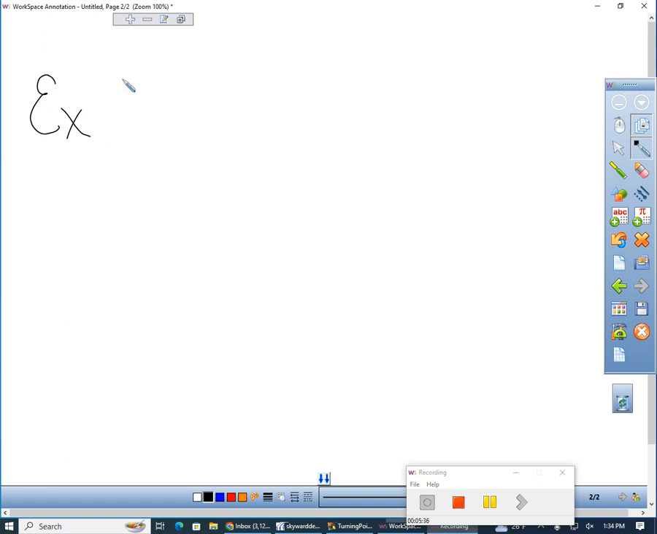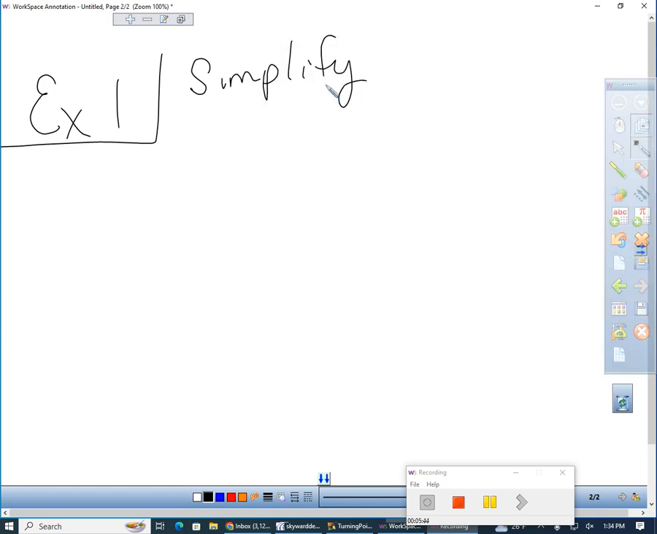Example number 1. Simplify. And let's start by simplifying negative 3 square root 32. Preston, what do you want to break 32 down into? 8 and 4, all right? All right, Corbin, what do you want to do now?